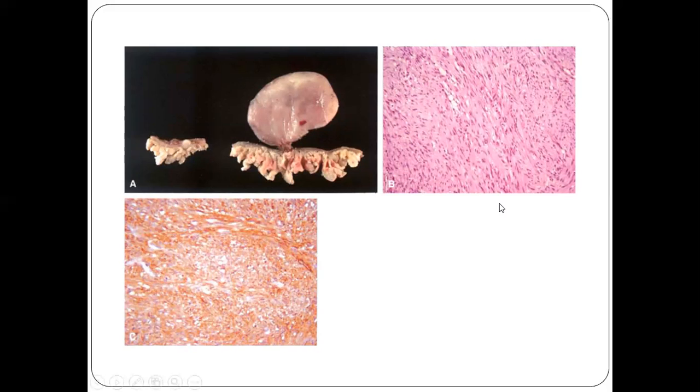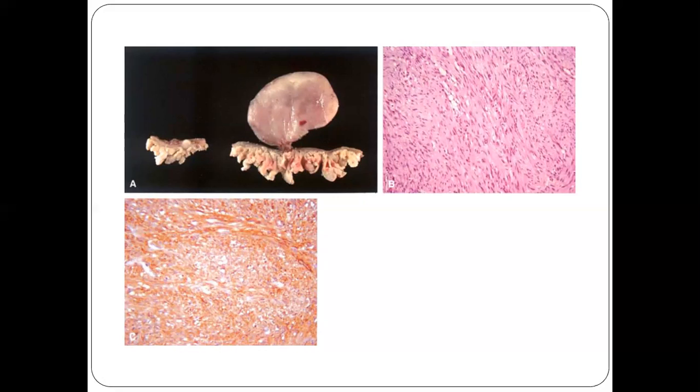So this is the gross and microscopic appearance of gastrointestinal stromal tumor. There is a well-formed, well-circumscribed polypoidal mass, and you see the large tumor mass. This is the microscopic appearance. There are bundles of spindle-shaped cells, and this is an immunostain, CD117. So CD117 is positive in gastrointestinal stromal tumors.